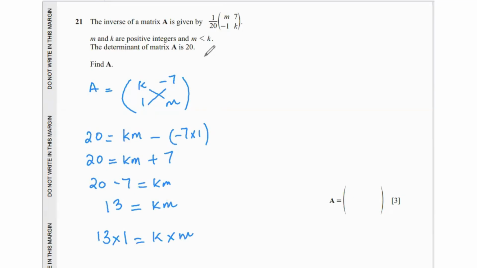But they've given us a condition that m is less than k. So if m is less than k, that means k is going to be 13 and m is going to be 1. So that's 13, -7, 1, and 1. This is your original matrix A.